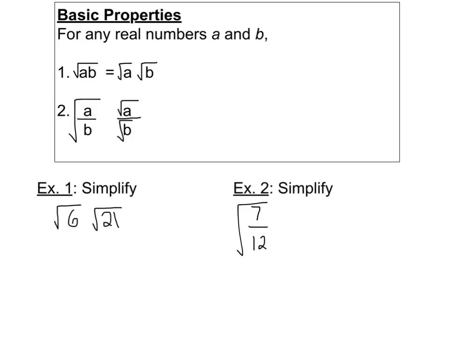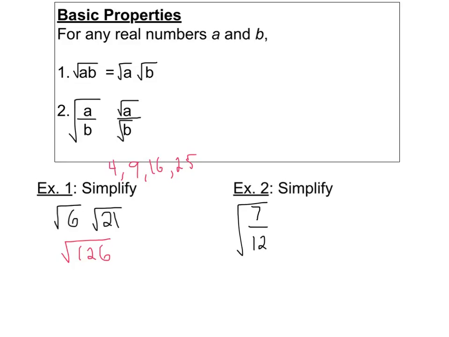In example 1, I'm going to notice first if there's any perfect square factors of either 6 or 21. Is there any number like 4, 9, 16, or 25 that's a factor of those numbers? And unfortunately, no. So I'm going to apply property 1 and multiply 6 times 21, which will give me the square root of 126.